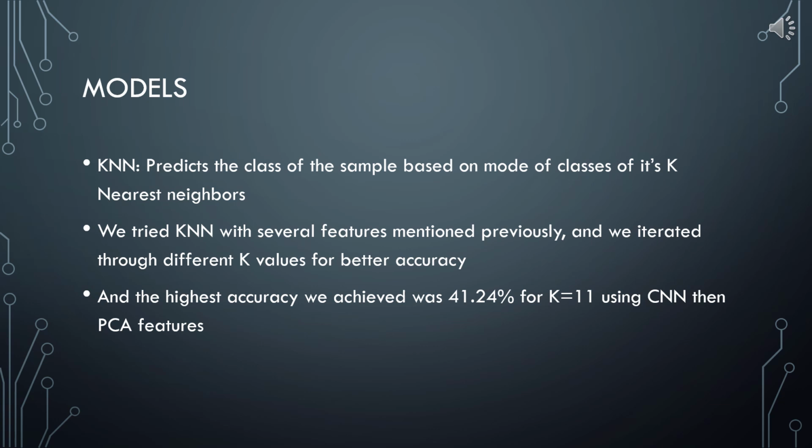For our project, we explored three feature extraction methods: HOG with PCA, CNN, and CNN with PCA. Among them, CNN combined with PCA achieved the best performance with an accuracy of 41.54%, followed by CNN alone at 39.88%.